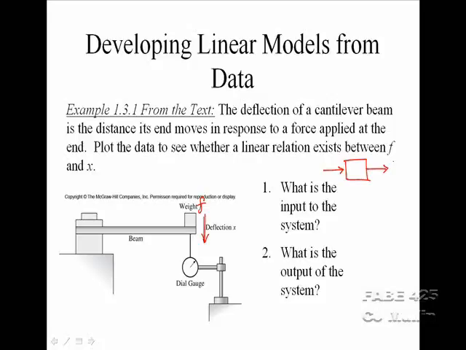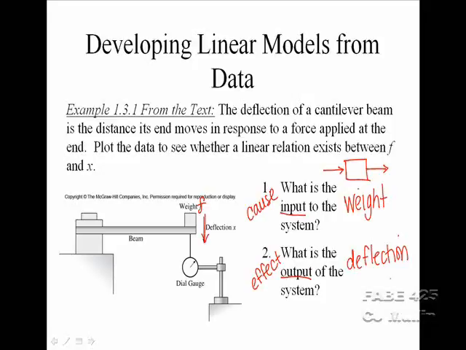Now, if you haven't readily shouted out the answer to your computer, let's remember that the input to the system is the cause. So if we're looking at a cause and effect, the input is the cause, the output is the effect. So in this case, the weight is causing the beam to deflect. So the effect of the weight is deflection. So our input is the weight and our output is the deflection.